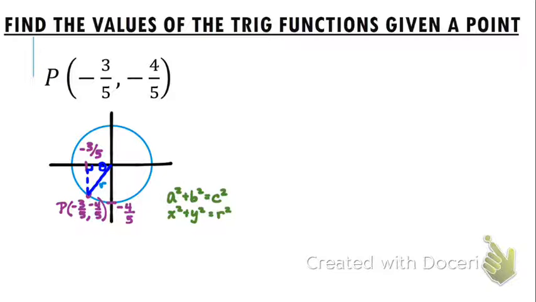So if I'm going to take x and square it, what's the x part of this ordered pair? Negative 3 over 5. What do I get if I square that? 9 over 25. Plus, and then we're going to do y squared. What am I squaring for the y? Negative 4/5. What is negative 4/5 squared? 16 over 25. Can I add these two fractions together?